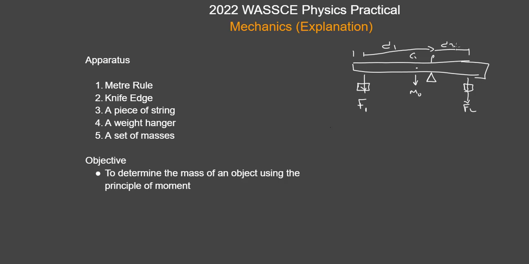Now, if you want to apply the principle of moment, you are going to factor in the weight of the meter rule. The weight of this meter rule is going to be put into consideration. So this can be said to be D naught, right? The distance between the center of mass of this meter rule and the pivot point is D naught. So how do we get the equation that applies the principle of moment?